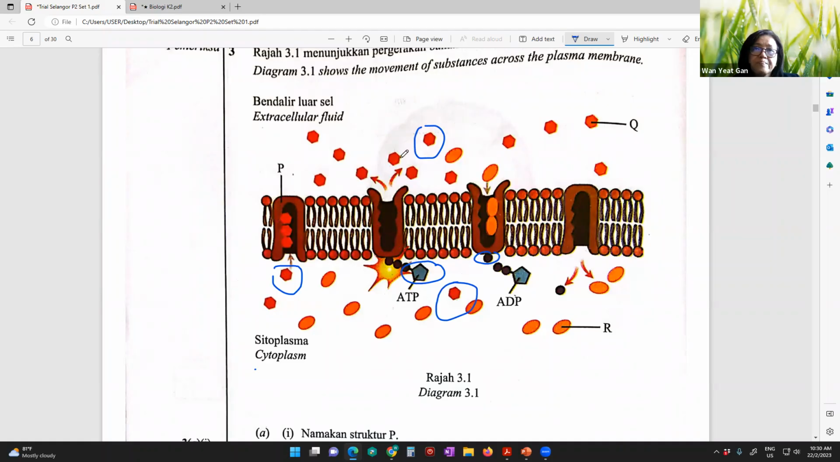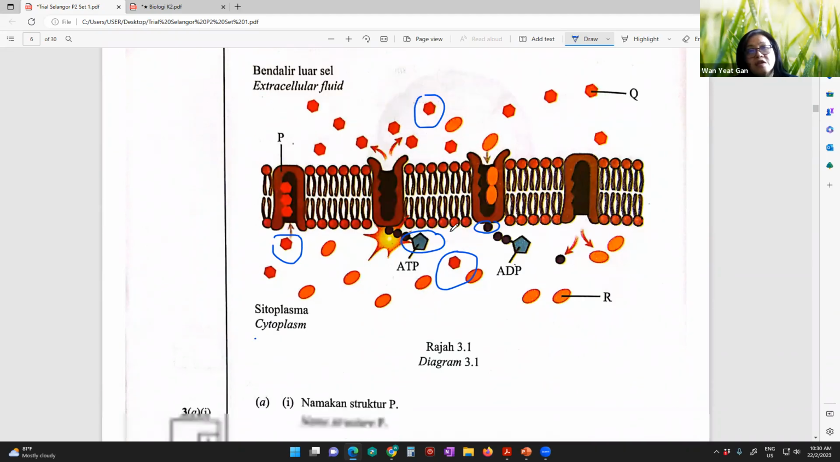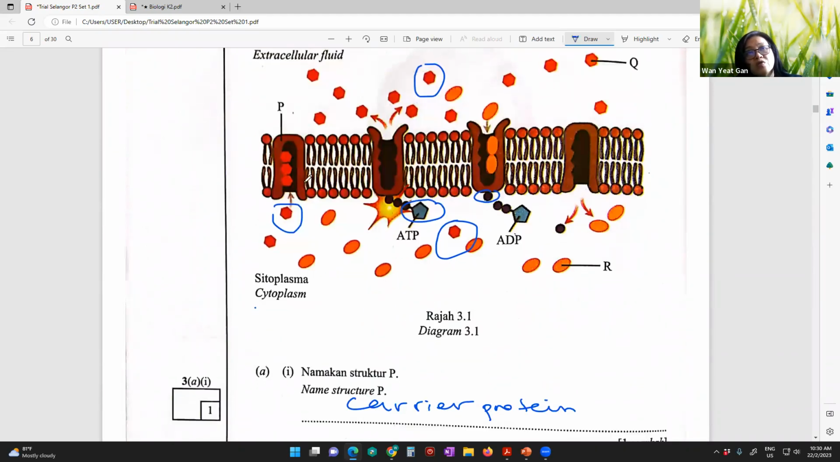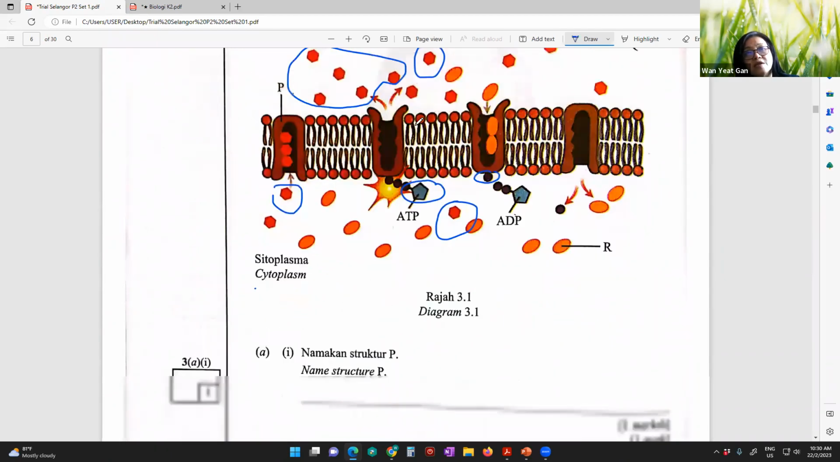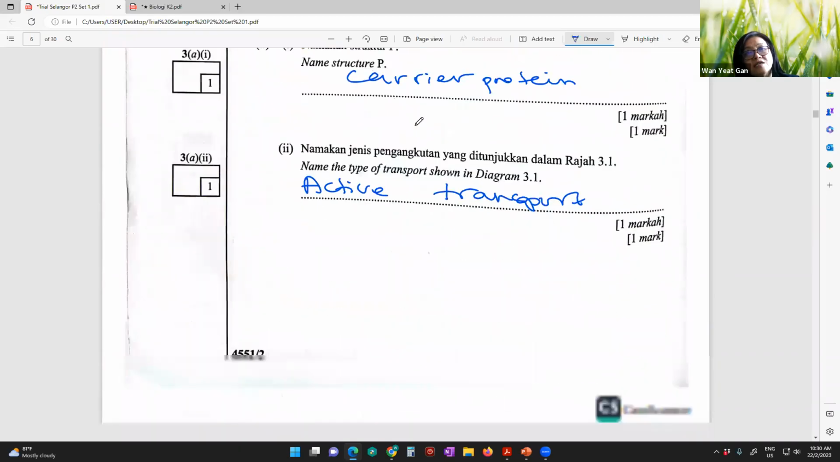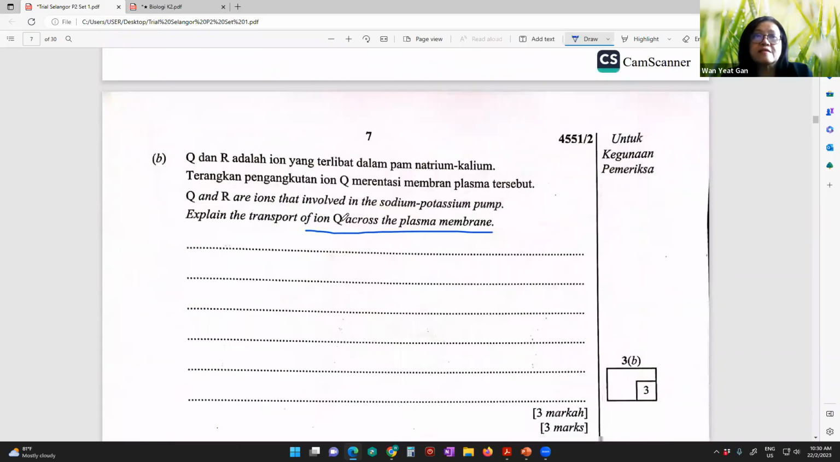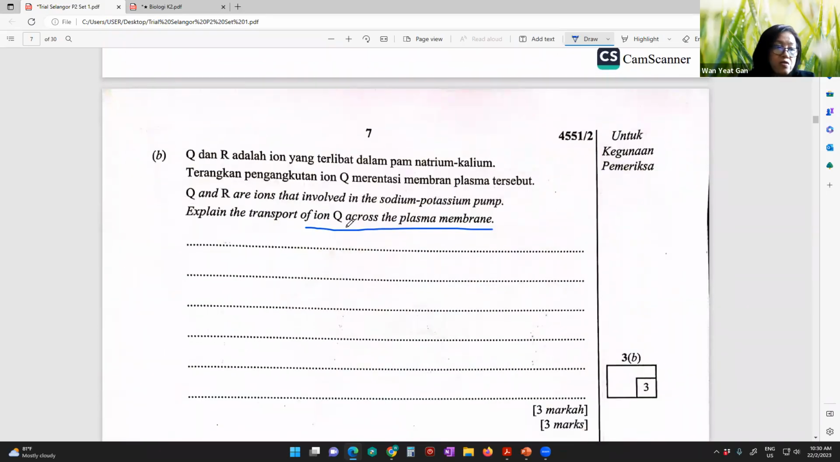protein changes shape to release out the Q, right? So Q here is actually the sodium ion. You can see the direction in which they are transported is from lower concentration to higher concentration. All right, so it's against the concentration gradient, so it requires energy. So we're going to discuss only Q, which is the sodium ion.